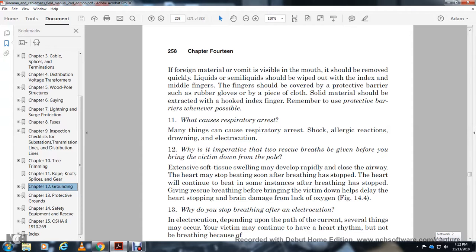If foreign material or vomit is visible in the mouth, it should be removed quickly. Liquid should be wiped out with the index and middle finger. The fingers should be covered with cloth, and material should be extracted from the mouth with a hooking motion.